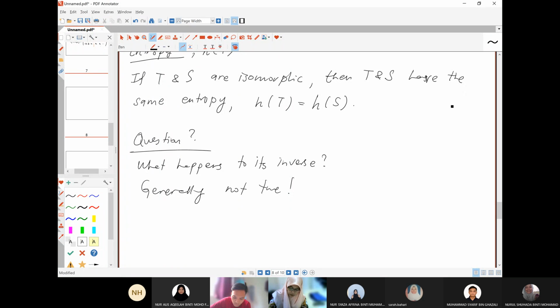So for the recap of our lesson for today's class, we have introduced the notion of isomorphism. So for two transformations, by isomorphism we can determine that these transformations have the same property. That means that they are the copy of one another. So in the next class, we will define entropy and discuss on how to compute the entropy for measure preserving transformations. Okay, questions?